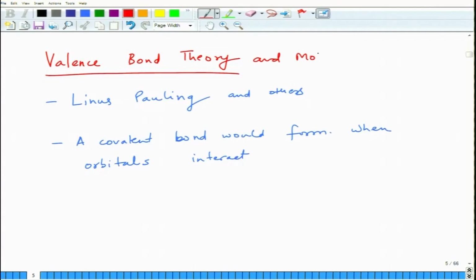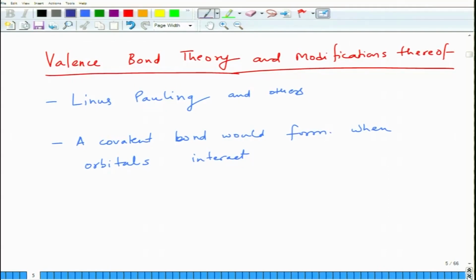So this modified, so I can write here valence bond theory and modifications thereof, which was based on hybridization basically. So it is not only just orbital interaction, it is also orbital hybridization which leads to better orbital interaction, if we can say that.